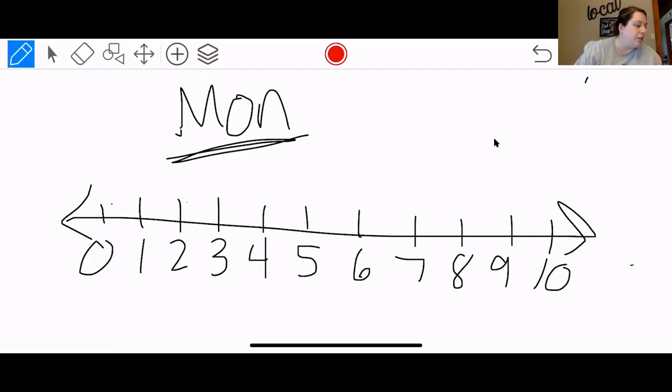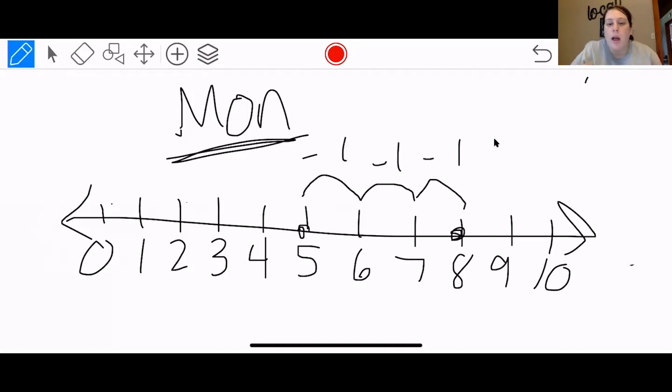So if I asked you to find the difference between 8 and 5, difference means I want to subtract 8 and 5. So I can count down 1, 2, 3. So I subtracted 1, I subtracted 1, and I subtracted 1. I went from 8 to 5 3 times, so 8 minus 5 equals 3. And that is something that should be a review for you guys.